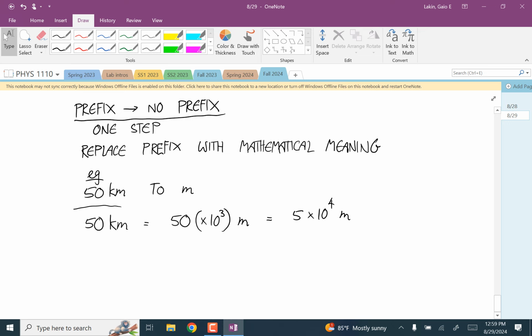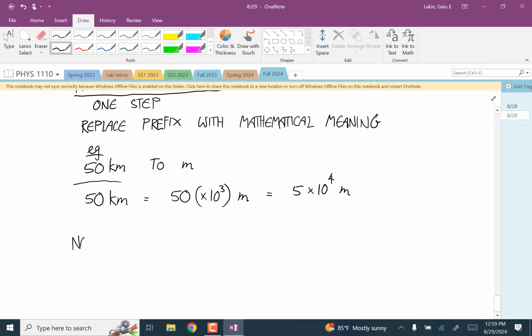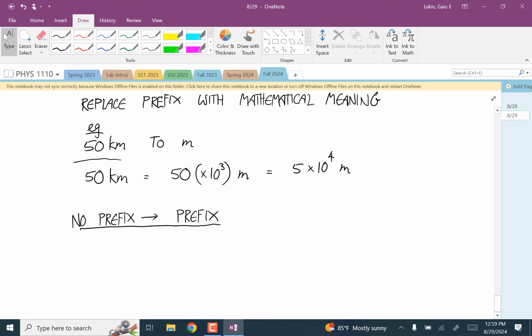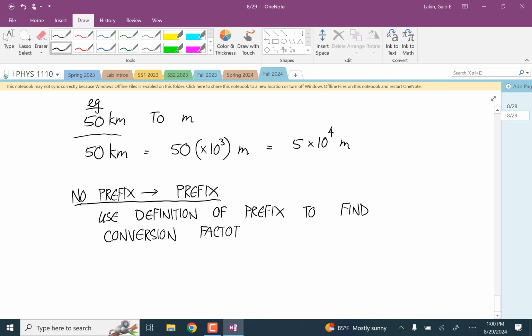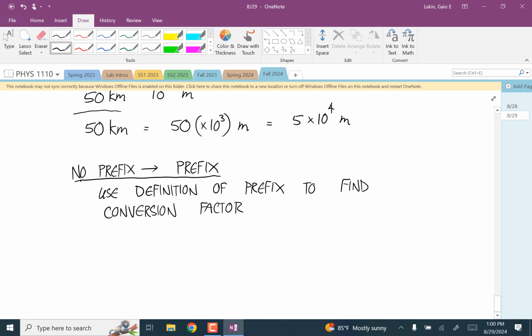And then the second one is maybe like 2 steps. So if you're going from something with no prefix to something with a prefix, what you're going to do is use the definition of the prefix to find a conversion factor, and then do this change as a unit conversion.